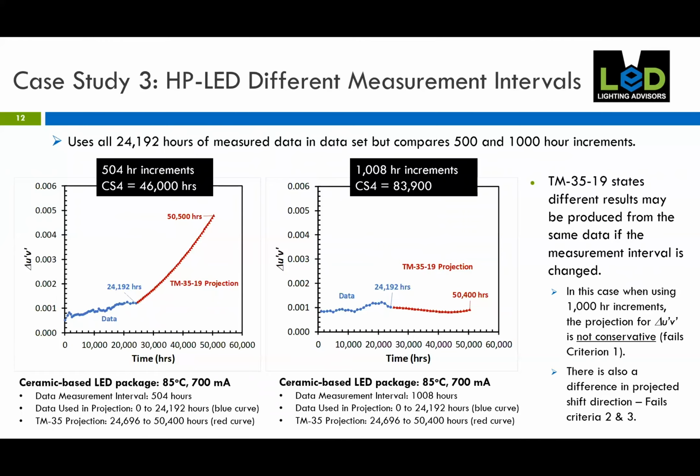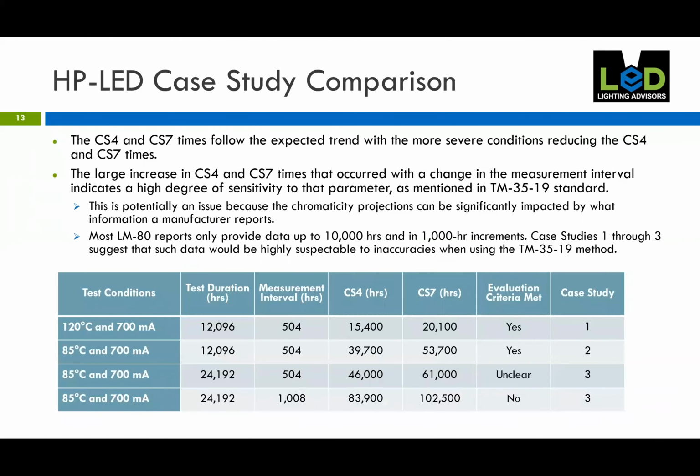But then when we use the 500-hour measurement interval on the left-hand graph, you see that CS4 is almost half the life that it was with the 1,000-hour increment. So this does not give a conservative estimate of CS4 lifetime when you're using the 1,000-hour increment, thus failing criteria 1. And also not shown here, but when we look at the projected color shift directions, it's not consistent, failing criteria 2 and 3. So after these 3 case studies, how does it stack up?